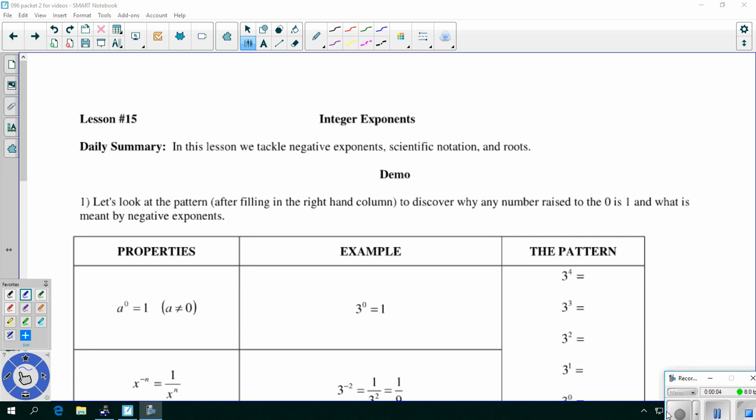Lesson number 15, daily summary. In this lesson, we tackle negative exponents, scientific notation, and roots. 1. Let's look at the pattern after filling in the right-hand column to discover why any number raised to the 0 is 1 and what is meant by negative exponents.